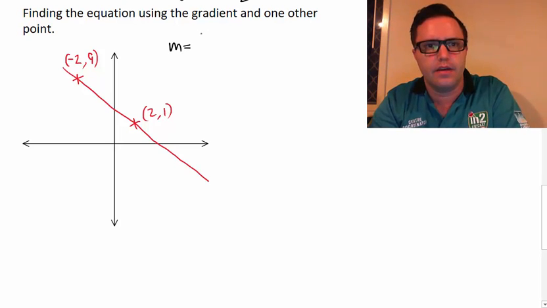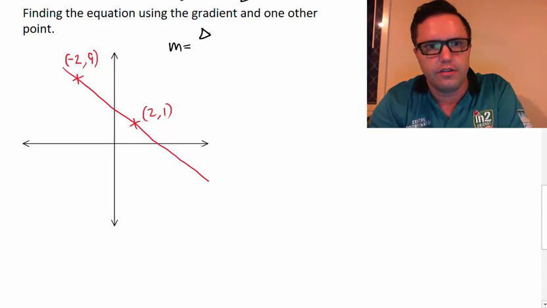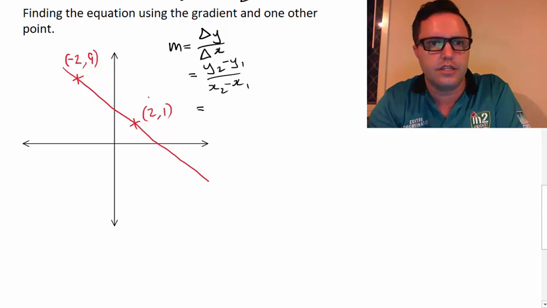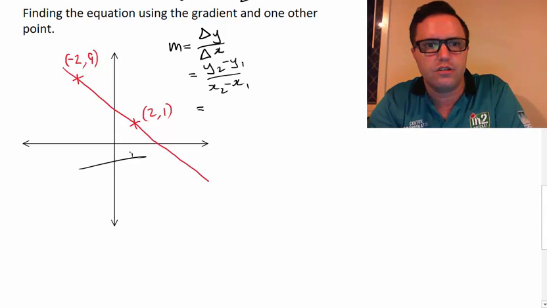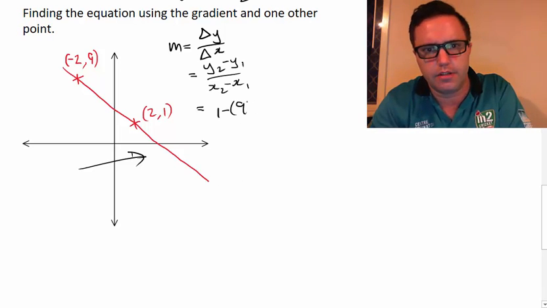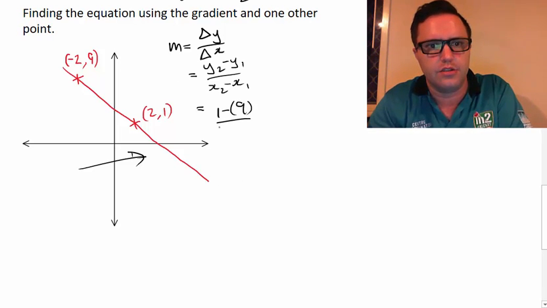So m is delta, oops, that's the worst delta I think I've ever drawn. Delta y over delta x, which is y2 minus y1 over x2 minus x1, which is, in this case, y2. Now remember, it's as we travel across this way, so our y2 is this one here, so 1 minus 9, so it's not negative 9, just minus good old plain 9, 1 minus 9, over 2 minus negative 2.